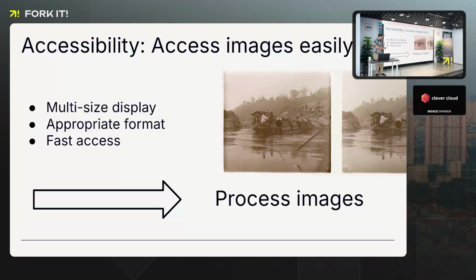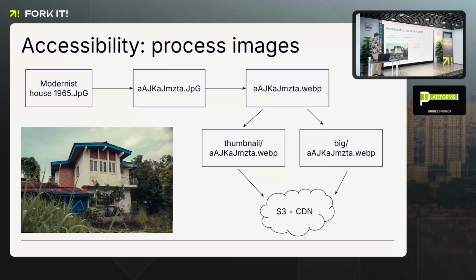So how do we do that? Well, first we will process the images. Here I got, let's say, 2,000 images like this, so I pick one and I show you what is happening to this picture coming from an architecture dataset. That's the name of my image, Modernist House 1965.jpg.